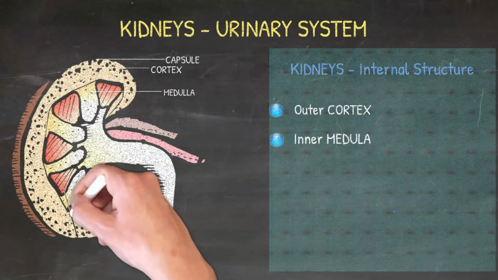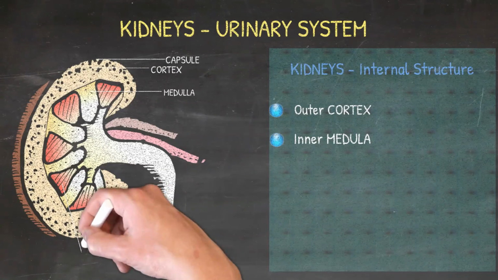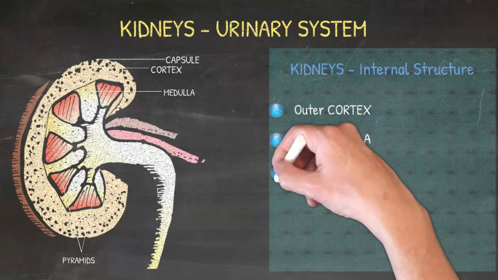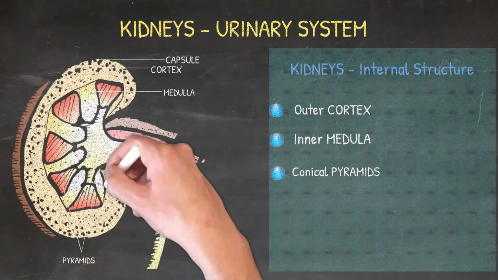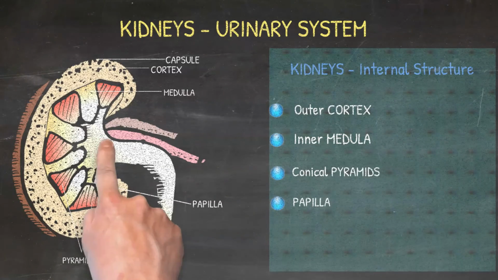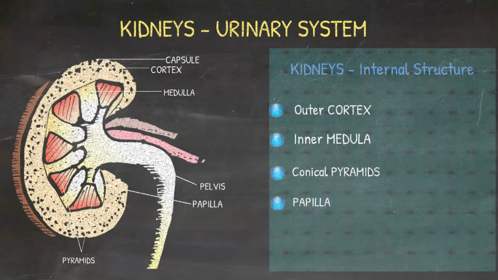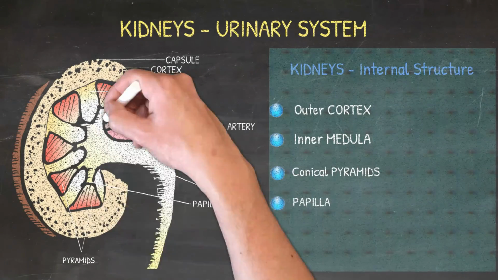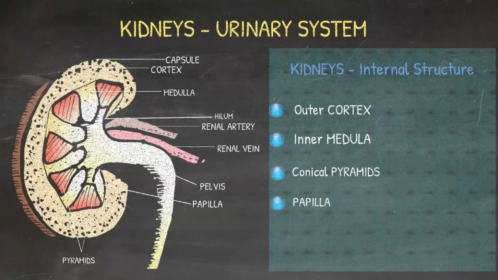This medulla is composed of finely striped substance arranged in cones. These are known as pyramids. The apex of each of these pyramids is known as the papilla. The papilla then projects into the region of the kidney known as the pelvis, as shown in the figure.